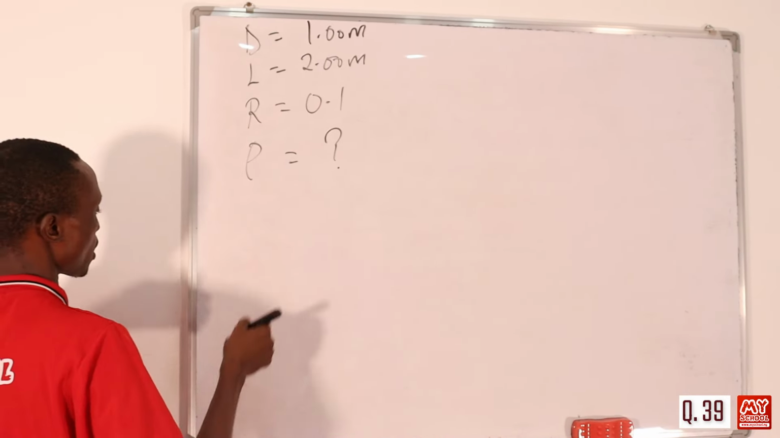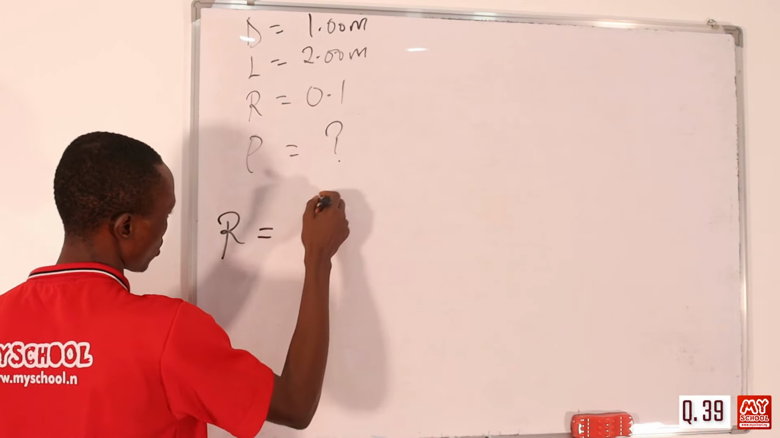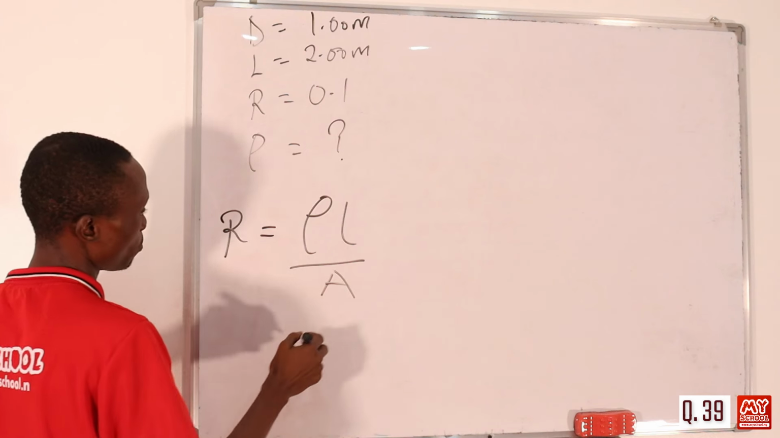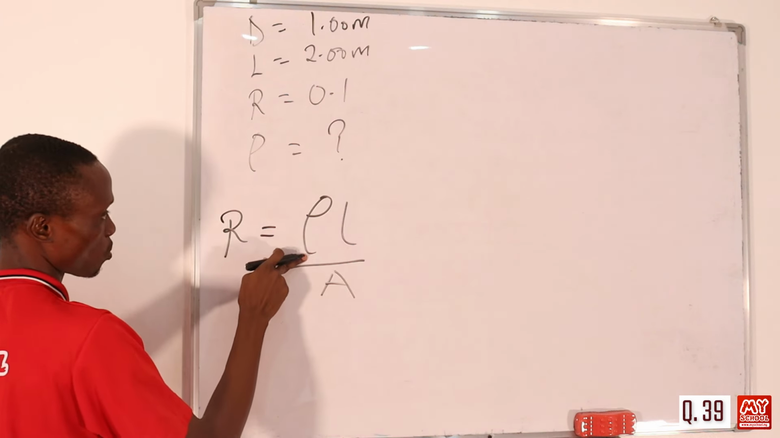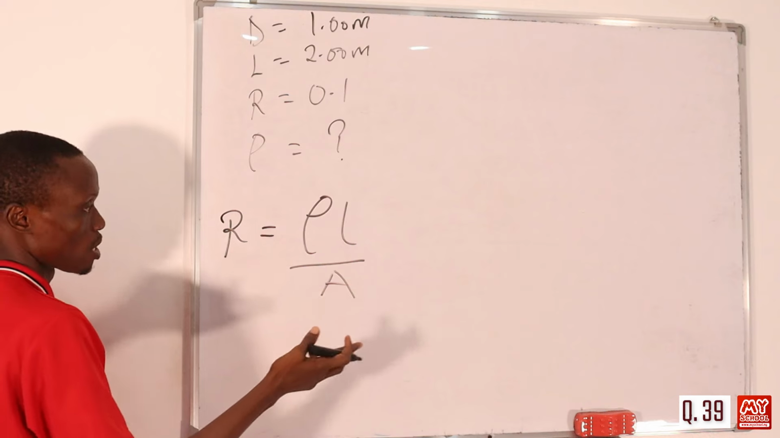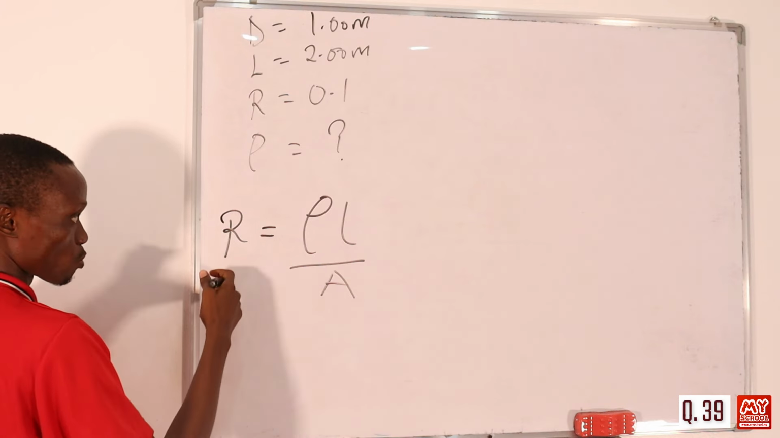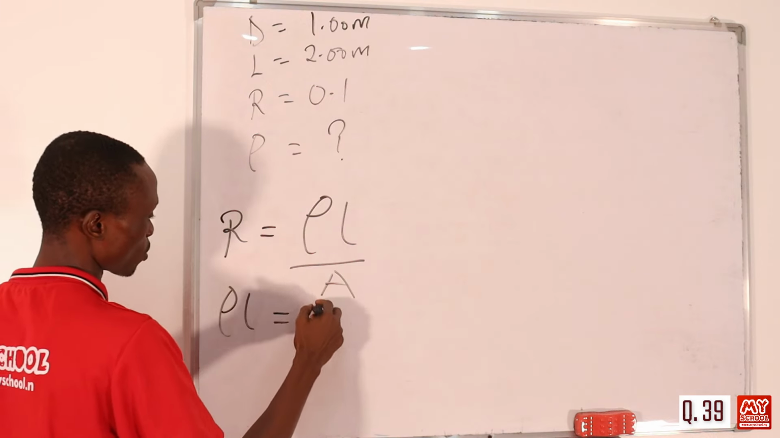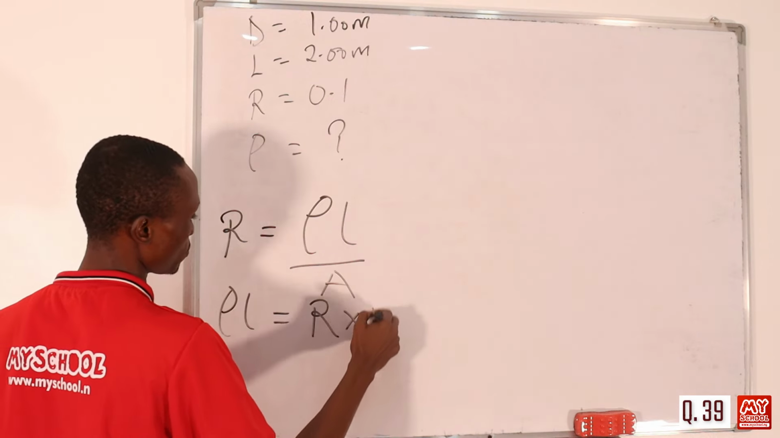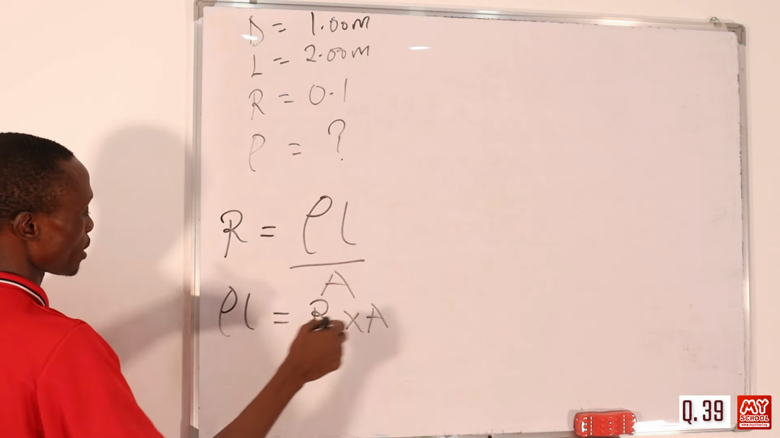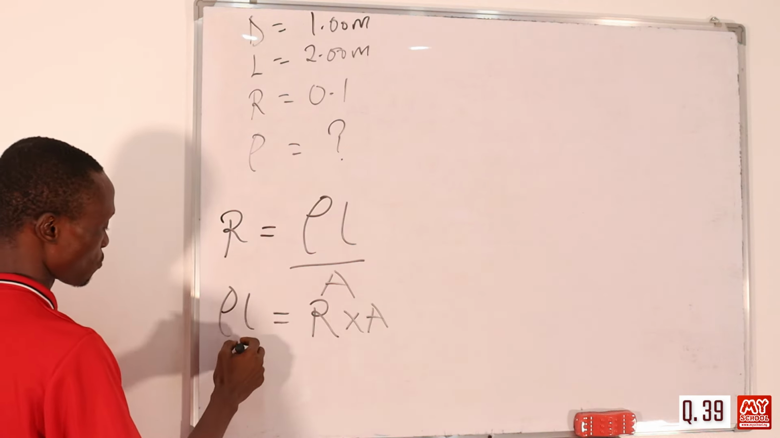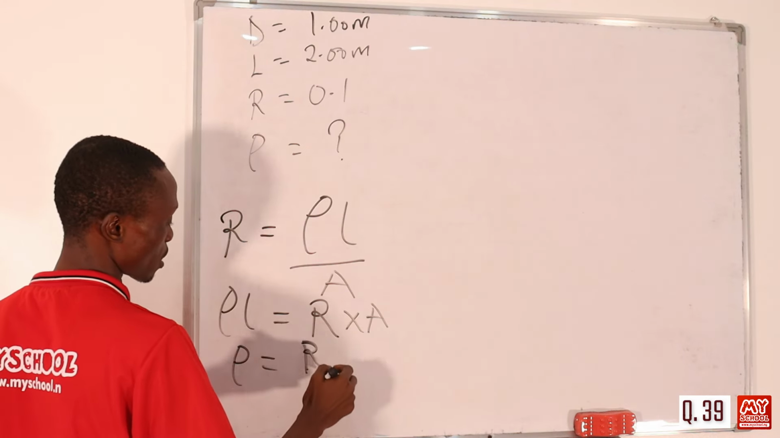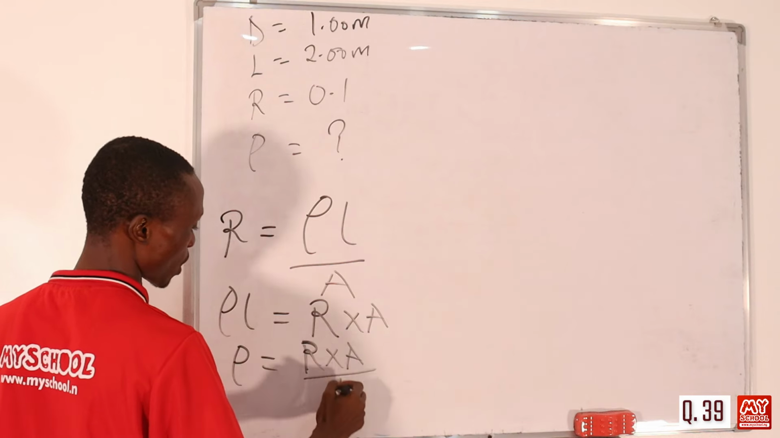So remember that resistance is equal to resistivity times length all over area. But in this question we are asked to calculate resistivity, so we just make it the subject of the formula. If we cross multiply, we'll have resistivity times length equal to resistance times area. So if we divide through by the length, we'll have resistivity equal to resistance times area all over length.